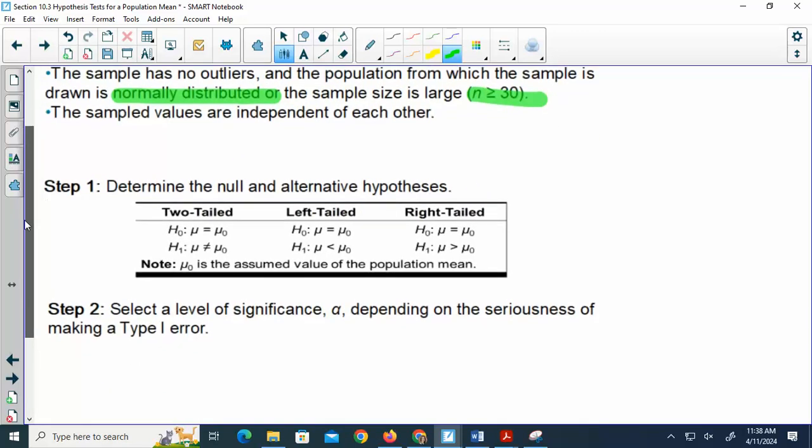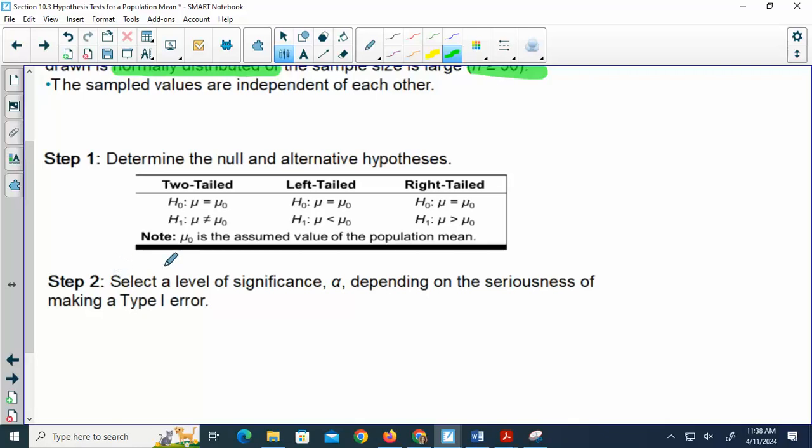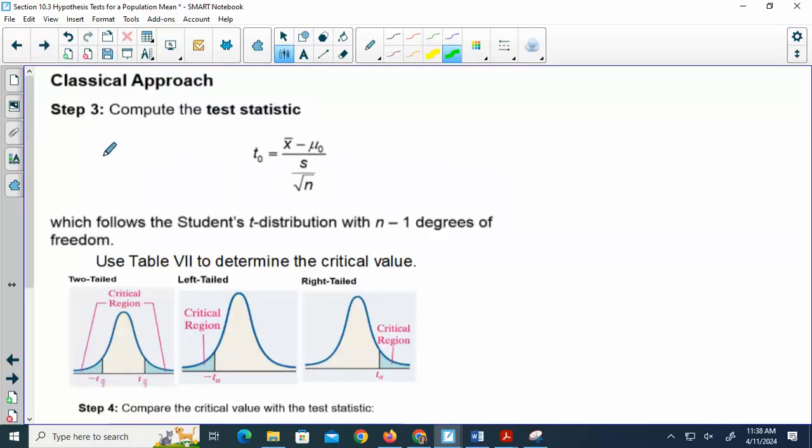So first step, just like with the p's, we have to have the null and alternative. Because we're talking about the mean, we'll be dealing with mu, not the proportion this time. So it's just changing that parameter. And we'll have to have an alpha level, which is given in the problem. Then we'll find our test statistic.